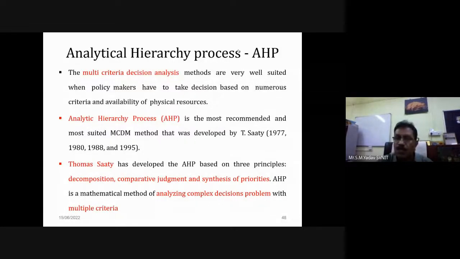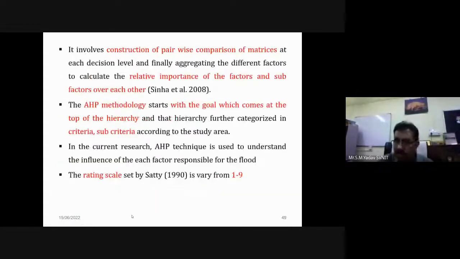AHP is the most recommended and most suited MCDM method that was developed by Thomas Saaty. Saaty developed the AHP based on three principles: decomposition, comparative judgment, and synthesis of priorities. AHP is a mathematical method of analyzing complex decision problems with multiple criteria. It involves construction of pairwise comparison matrices at each decision level, and finally aggregating the different factors to calculate the relative importance of the factors and sub-factors over each other.